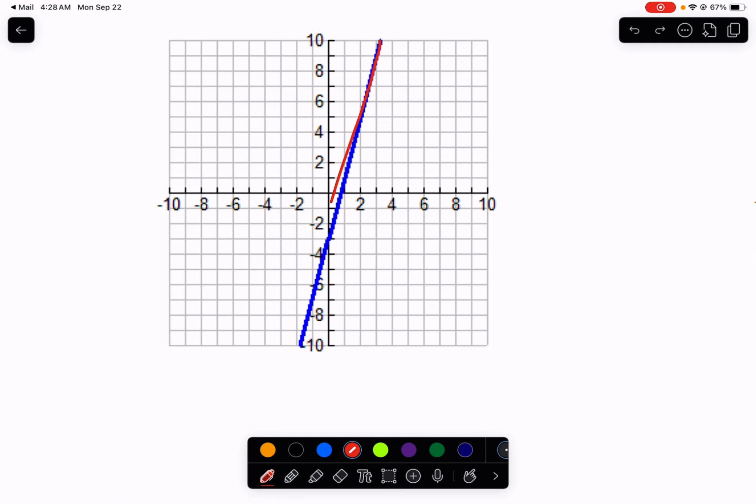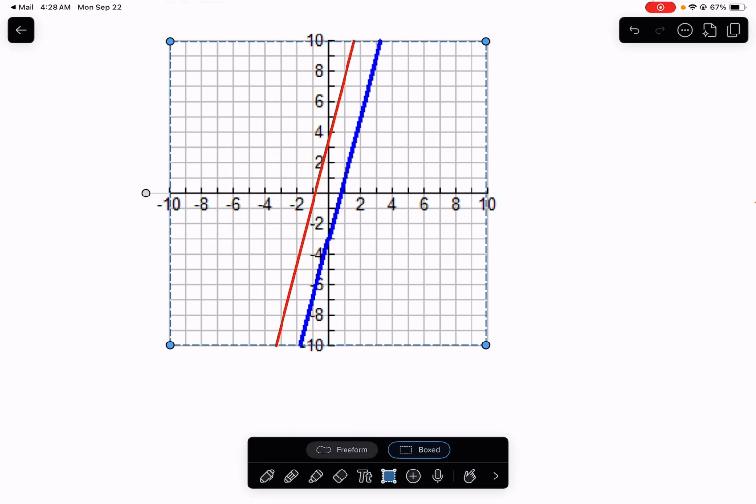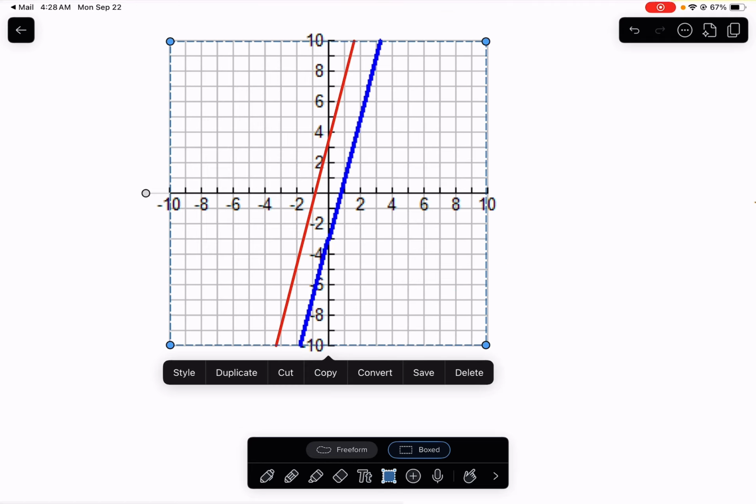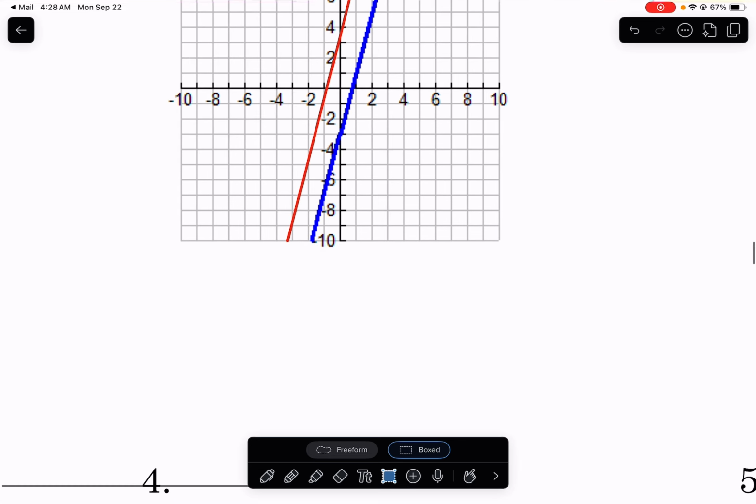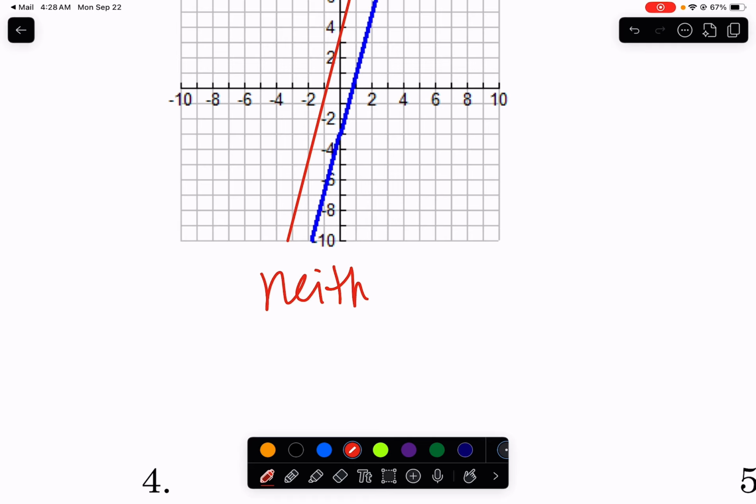And if we were to try and check to see if this was symmetric about the origin, when I rotate it, you can see it doesn't land in the exact same spot. So this is not symmetric about the origin. So it's not odd, it's not even, so we would put it's neither.